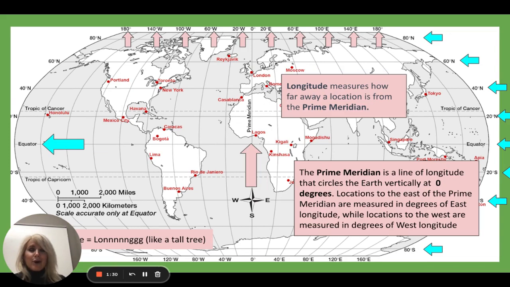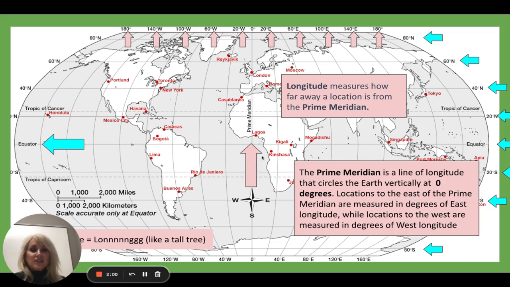Okay, so now some information about longitude. Longitude measures how far away a location is from the prime meridian. So just like the equator is an imaginary line that runs horizontally across the middle of the Earth, the prime meridian is a line that runs vertically and cuts the Earth into two sides. And it is also 0 degrees.